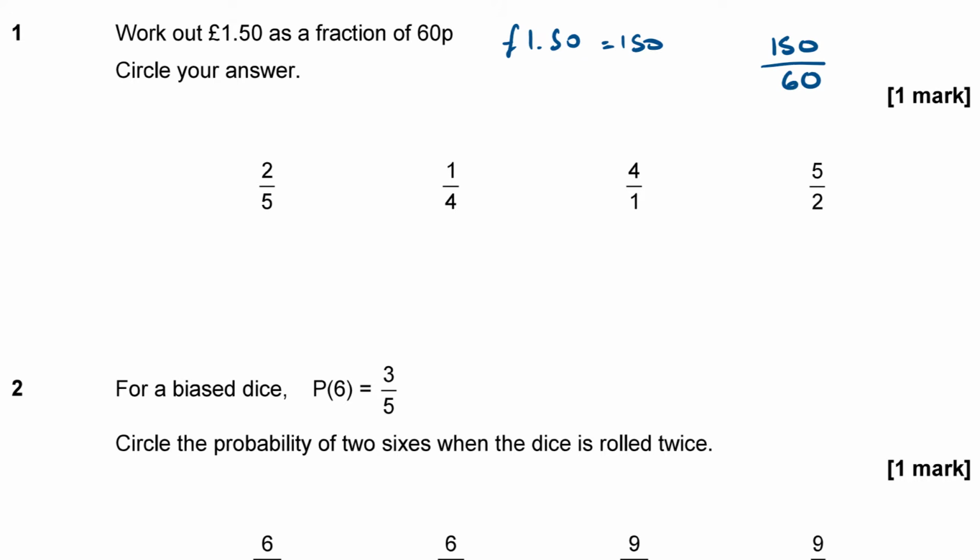if I want to write £1.50 as a fraction of 60p. Alright, I can cancel off those zeros straight away, and I've got 15 over 6. Any other common divisors? Well, you can divide both by 3, can't you? So, dividing both by 3, I'm going to be left with 5 over 2. Just that one there, isn't it?